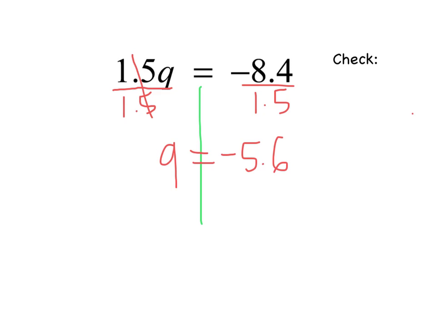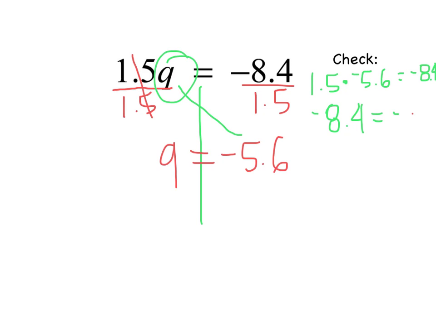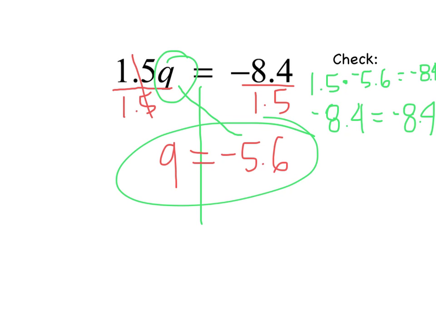So let's do the check. I'm going to plug negative 5.6 in for q. So I get 1.5 times negative 5.6. And I want to see, does that equal negative 8.4? I type into my calculator 1.5 times negative 5.6, and indeed I do get negative 8.4. So since both sides of my equation balance out, I know that this is my final answer. q equals negative 5.6.